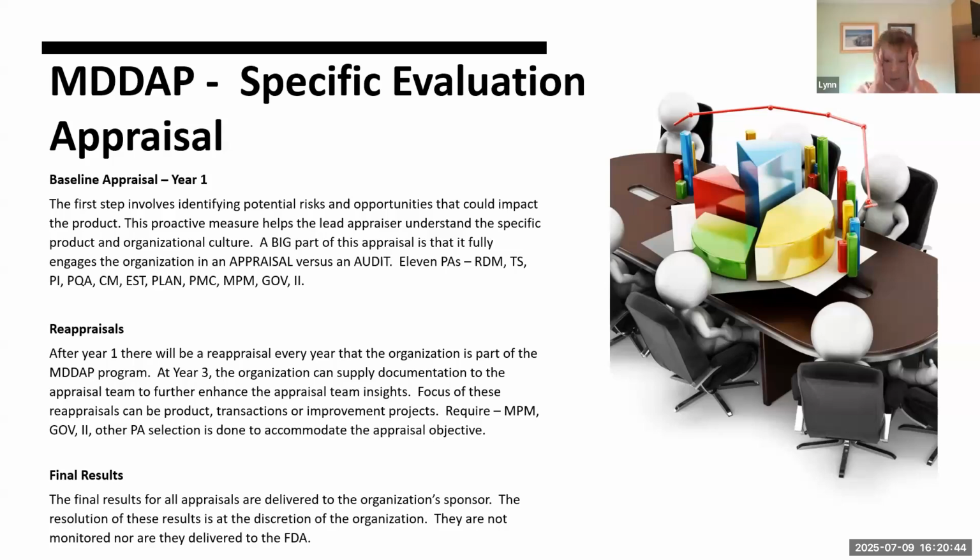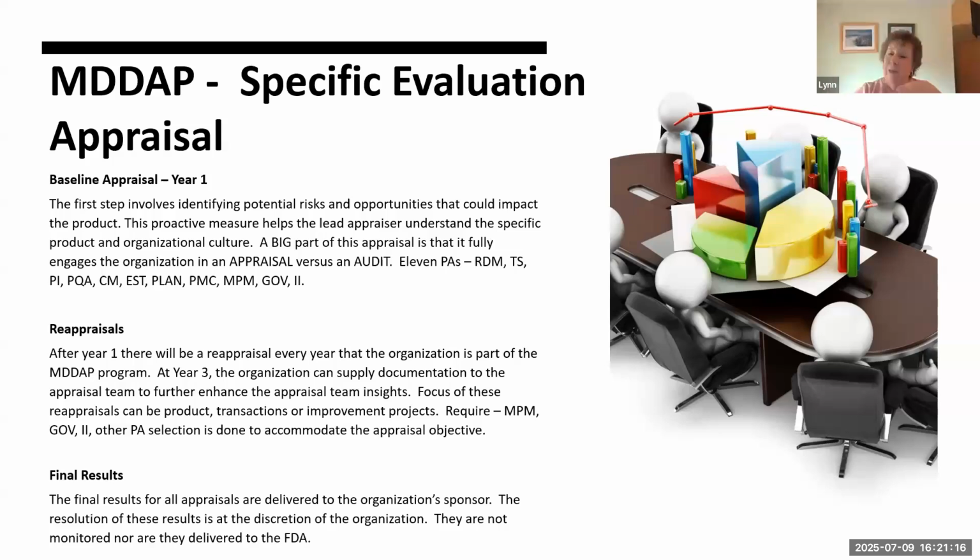Oh my gosh, do I still need a back room? What are you going to look at? This baseline year, we just come in, we talk to individuals. We don't look at any documentation. They get to know us, we get to know them. And these 11 PAs, they're the basics you can look at to get to know each other, okay?